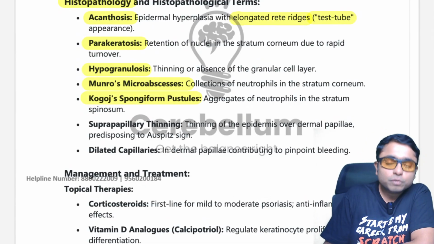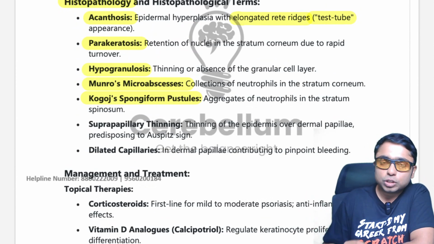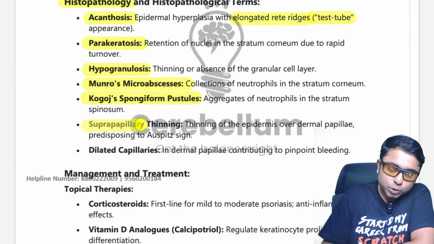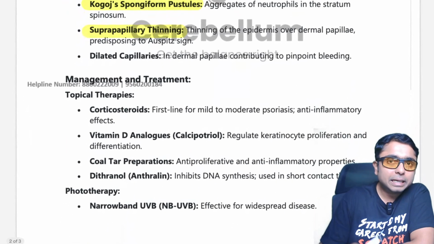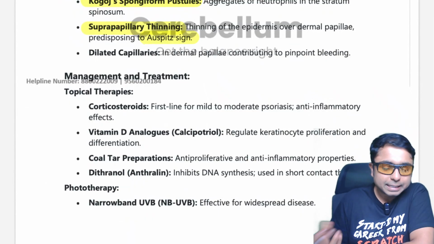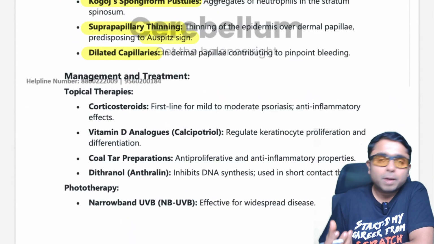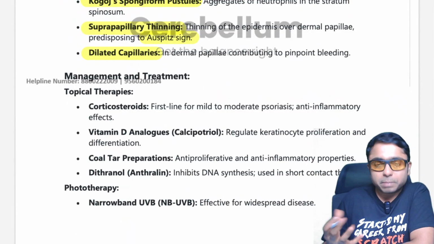And there is a collection of neutrophils not only in the cornea but also in the stratum spinosum. We call it spongiform pustules of Kogoj. So there will be a suprapapillary thinning, and this is the reason for the Auspitz sign which we clinically see. And in the dermal papilla, we can see the dilated blood vessels.